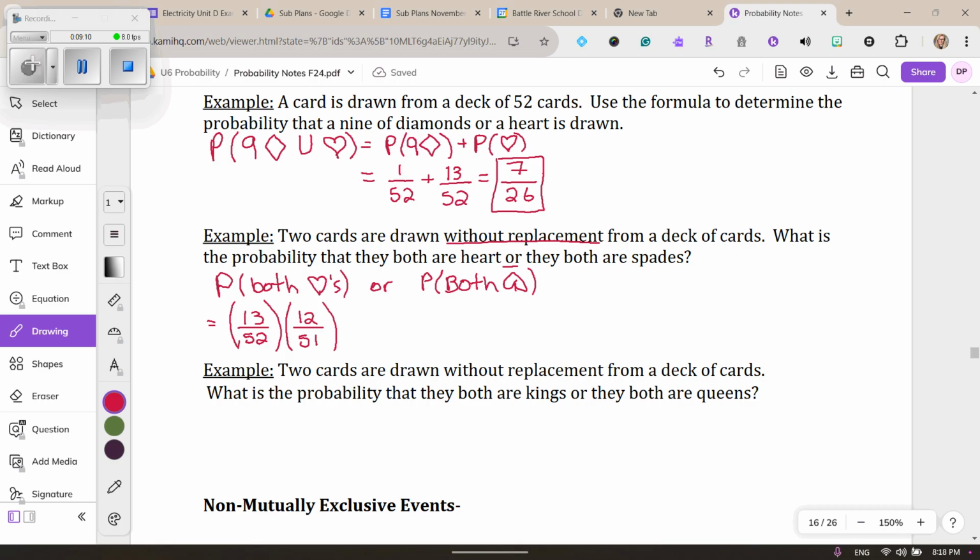And then the OR means add. So we're going to add that to the probability of both spades. Now the both spades calculation actually looks exactly the same. 13 out of 52 times 12 out of 51. Because that OR is there, it's not like we're pulling 4 cards, right? It's either we're getting 2 hearts or we're getting 2 spades. So type that in on your calculator and you will get 2 out of 17. I'd like you to pause the video and just make sure that you can get that number of 2 out of 17 on your calculator.